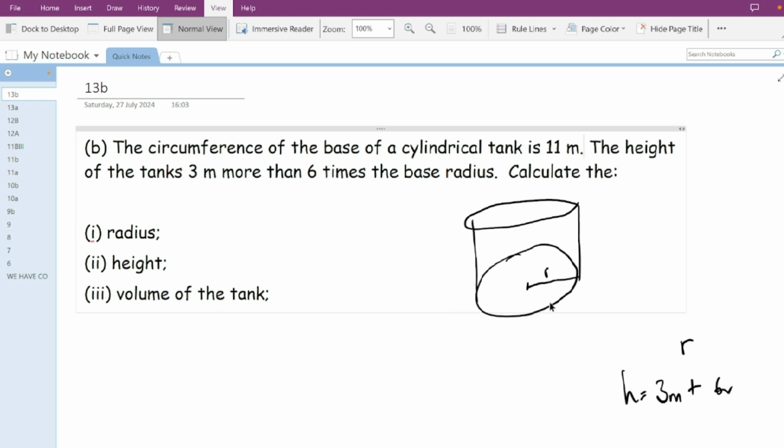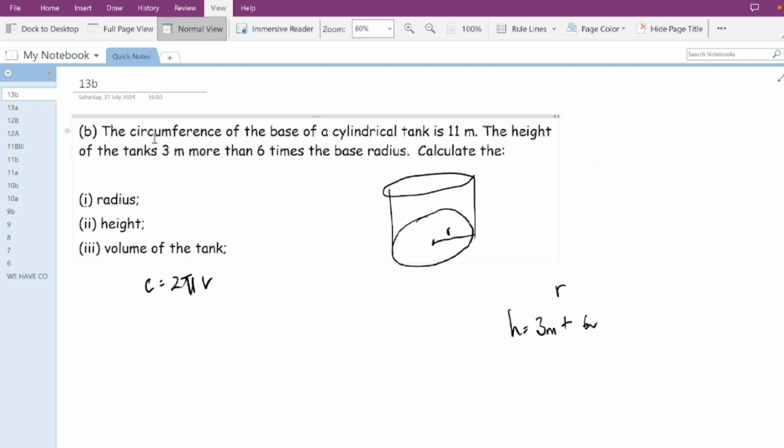We start by finding the radius of the base of the cylindrical tank, and we've been given the circumference. The circumference, C, is also the perimeter, which is 2 pi r. We've been given that the circumference of the base is 11 meters. So C is 11 meters, and we use that to find the radius. Since 2 is a constant and pi is also a constant, the only unknown is r. This is like a reverse question where you've been given the answer and asked to find what would normally have been given. We are now looking for our r.